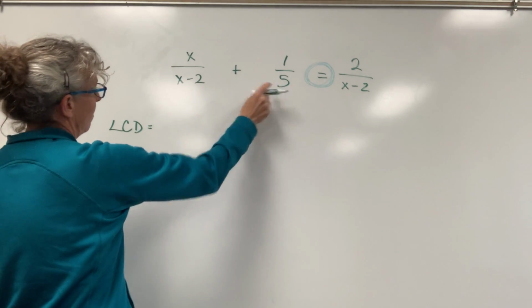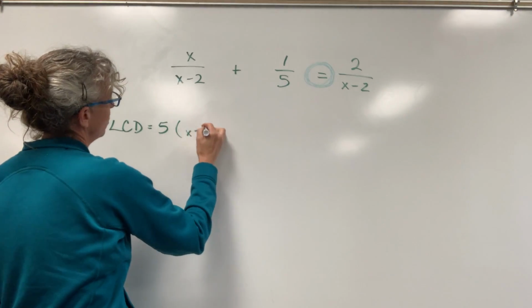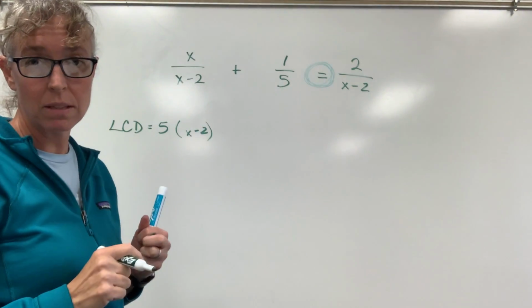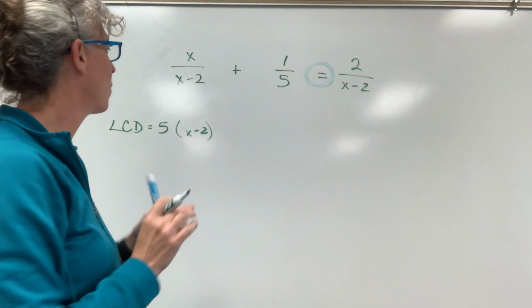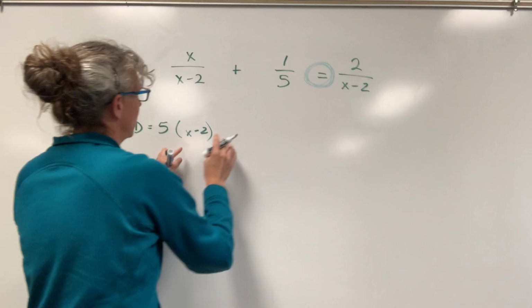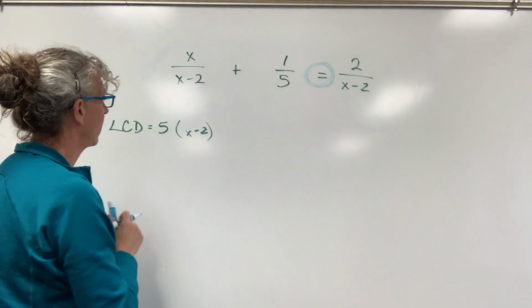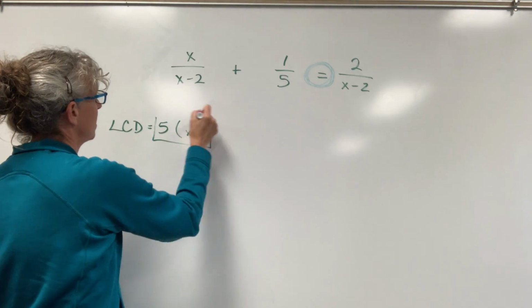Okay, I need a 5 for this right here. And they both have an x minus 2, so I just have to write it down once. So my least common denominator for this problem is 5 and then an x minus 2. Remember, if they both have one, you only have to write it down once. Okay, so here's my least common denominator.